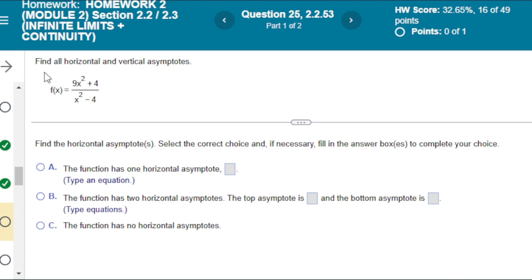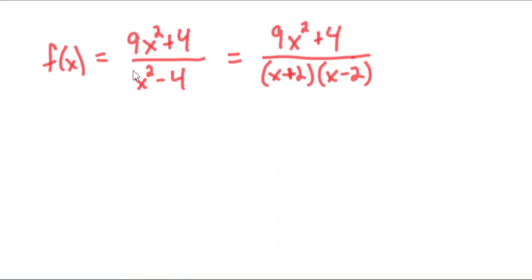Okay, now let's look at this next one here. Find all horizontal and vertical asymptotes. And here is our function. So what are the horizontal and vertical asymptotes? Well, the horizontal asymptote is actually pretty simple. It's just going to be 9 over 1.